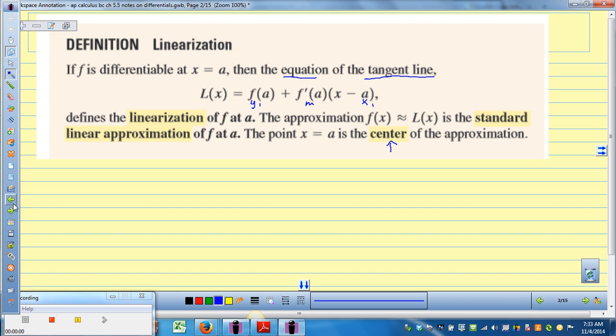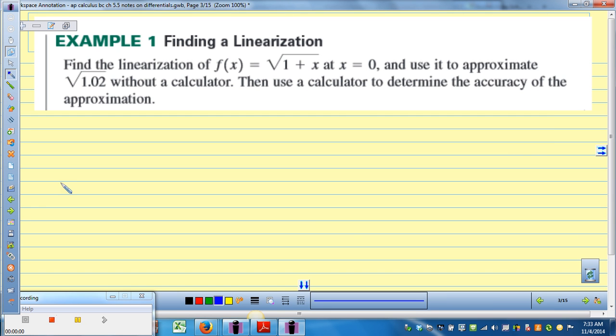Let's look at an example. All right. Find the linearization of f of x equals the square root of 1 plus x.